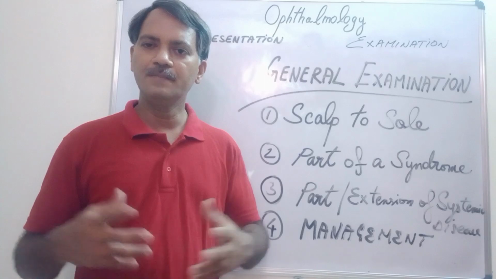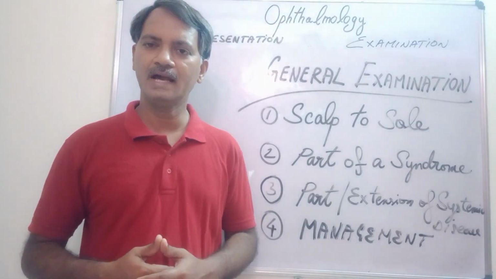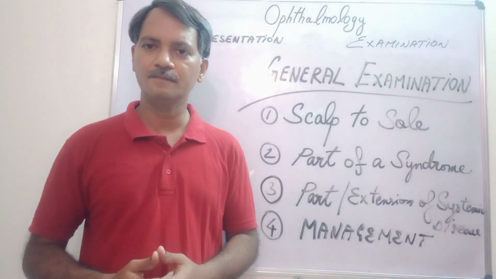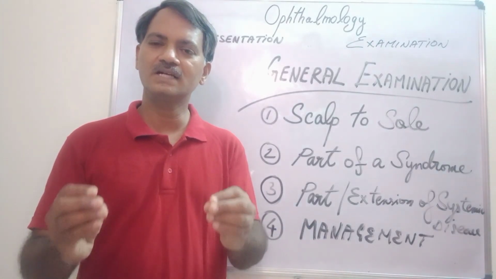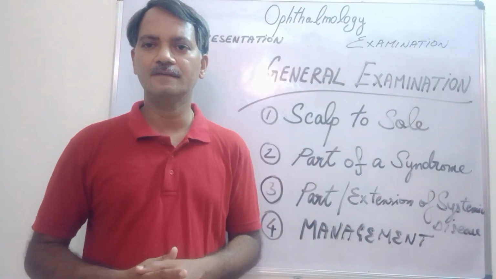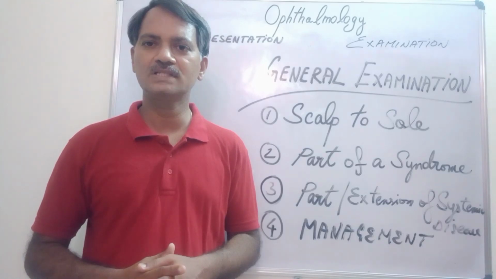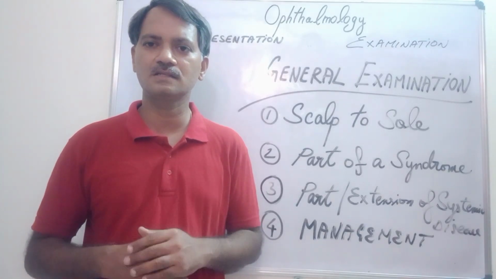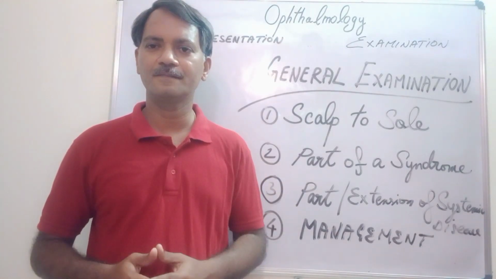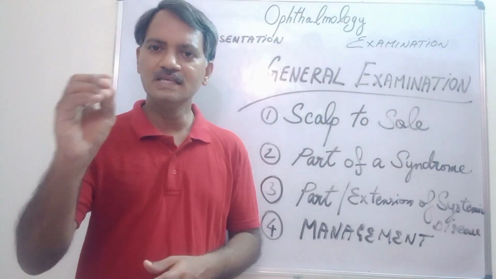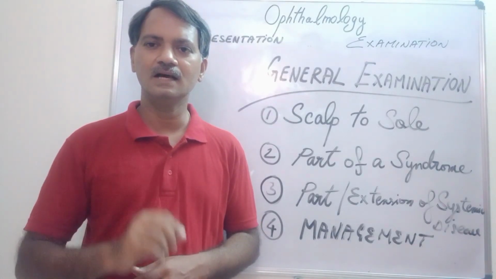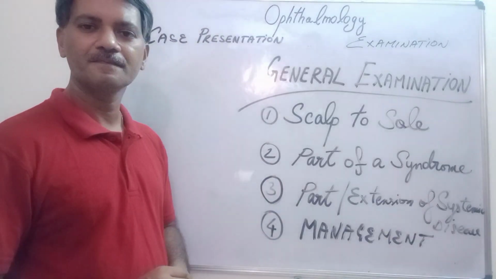A patient having miliary tuberculosis may have tubercles in the eye, in the choroid of the eye. A patient who is diabetic may have diabetic retinopathy in the eye. A patient who has rheumatoid arthritis may have iridocyclitis in the eye. So, the disease in the eye may be a part of a disease in the systems.